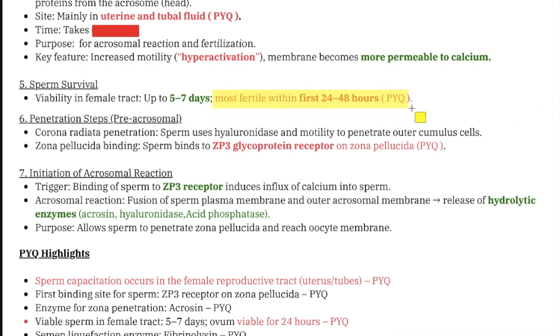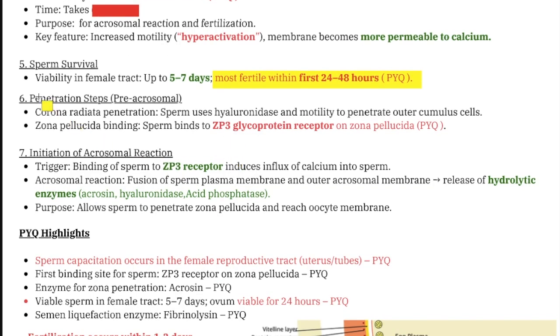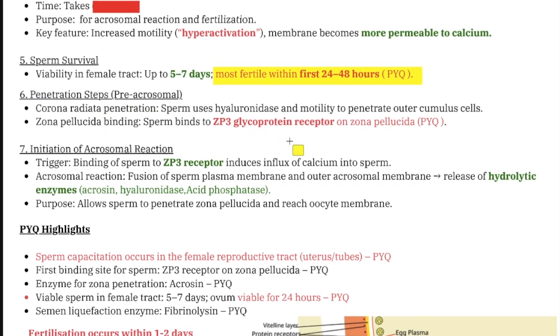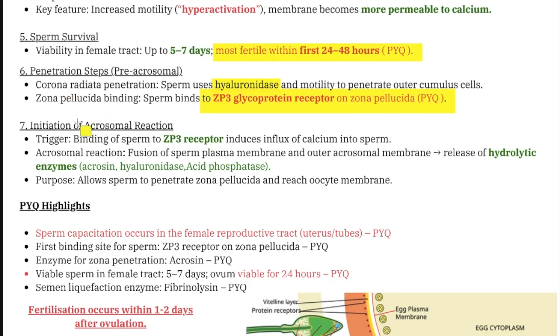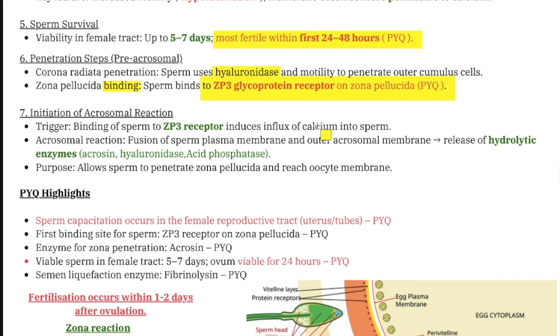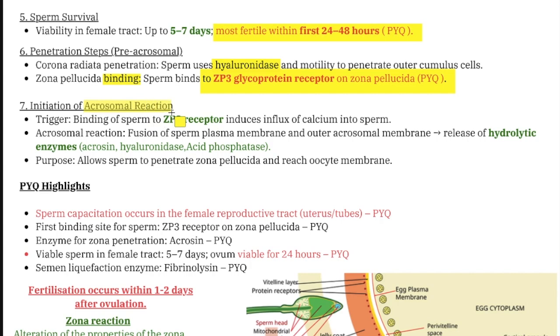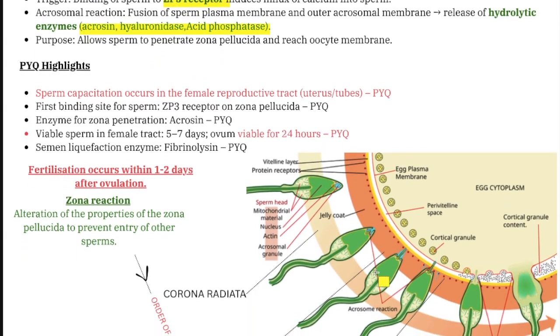To reach the oocyte, they must first penetrate the outer layer of cumulus cells, called the corona radiata, using an enzyme called hyaluronidase. Then, they must bind to the zona pellucida, a glycoprotein layer surrounding the oocyte. This binding occurs at a specific receptor called ZP3. Binding to the ZP3 receptor triggers the acrosomal reaction. This involves the fusion of the sperm's plasma membrane with its outer acrosomal membrane, releasing powerful hydrolytic enzymes like acrosin. These enzymes digest a path through the zona pellucida, allowing the sperm to reach the oocyte membrane.